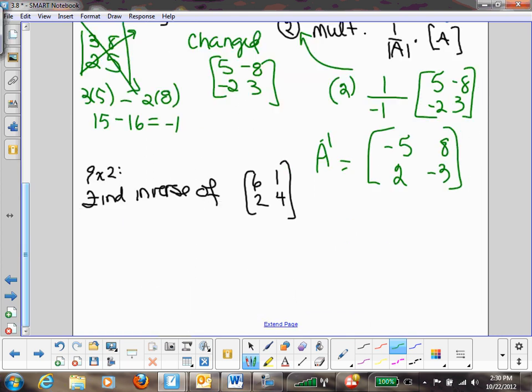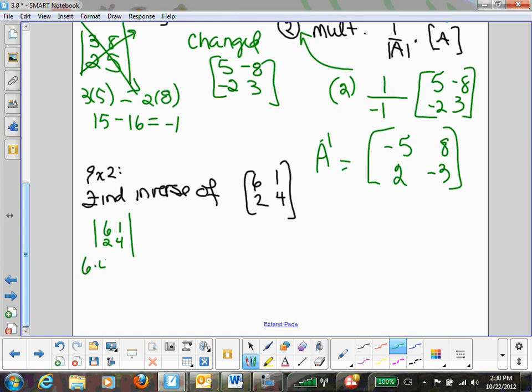Okay, let's try another one. What's the first thing I'm going to do on this one? Okay, we're going to find the determinant of 6, 1, 2, 4. Raise your hand. Who can find the determinant for me? All right, Madeline? And so this is 24 minus 2, which is 22. Okay, what's the next thing I need to do? Raise your hand. Who knows what my next step is? What do you think? Emma?